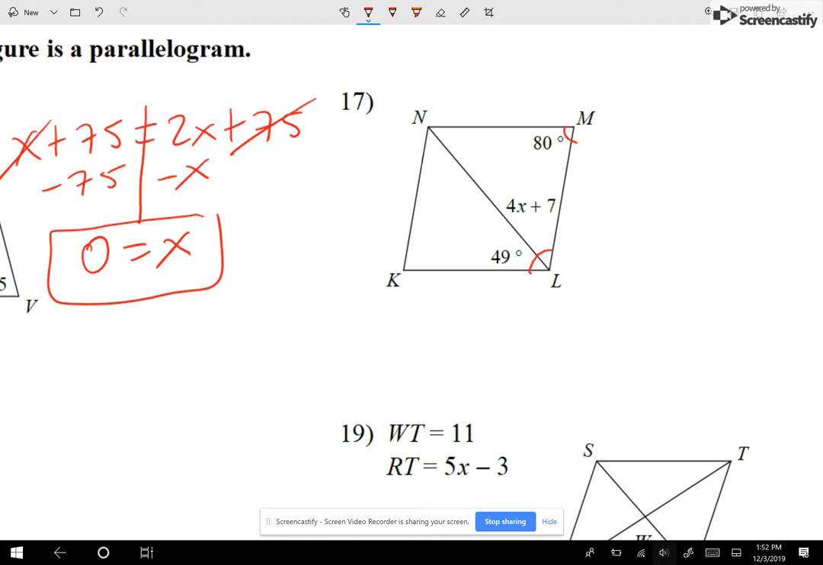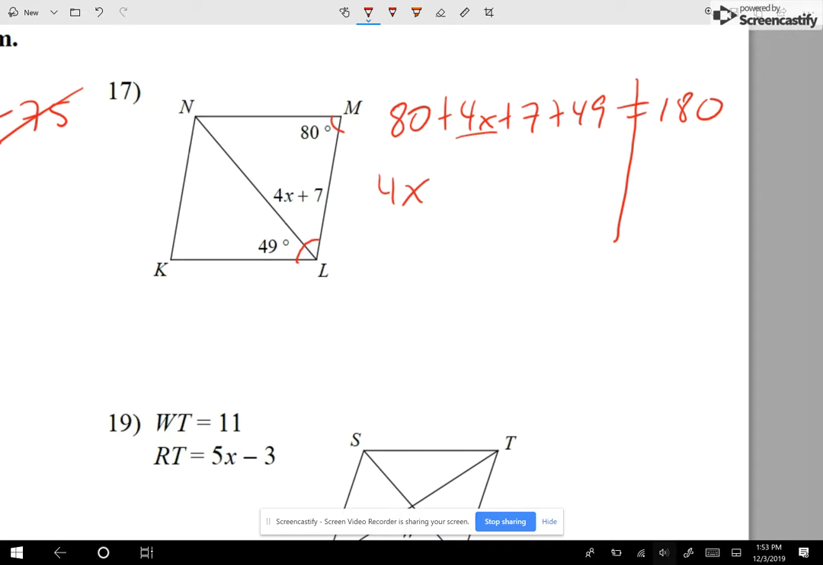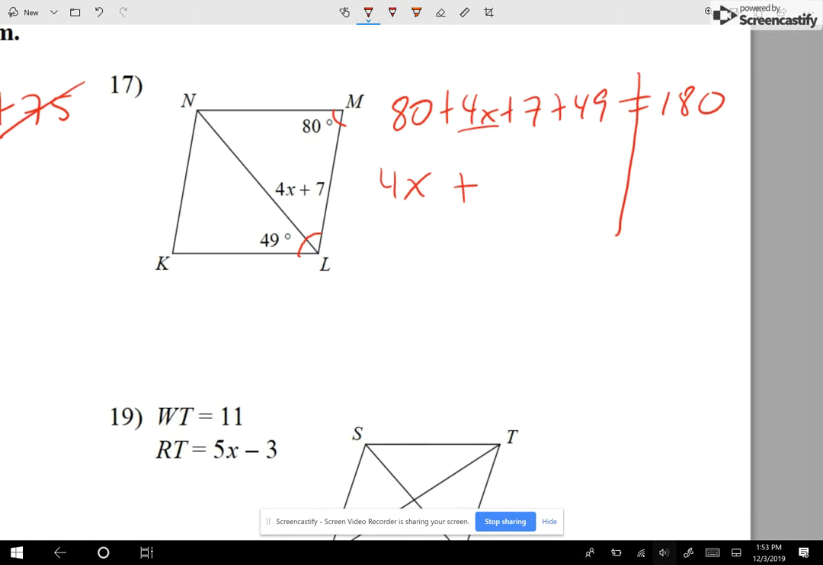Now, looking at question number 17, angle M and angle L, the entire angle L, they're adjacent. That means they add up to 180. So the way I'm going to work this, I'm going to say 80 plus 4x plus 7 plus 49 equals 180. My 4x is just 4x. But 80 plus 7 plus 49, I can combine that. Let's see, that's 87 plus 49. It's 136 equals 180.